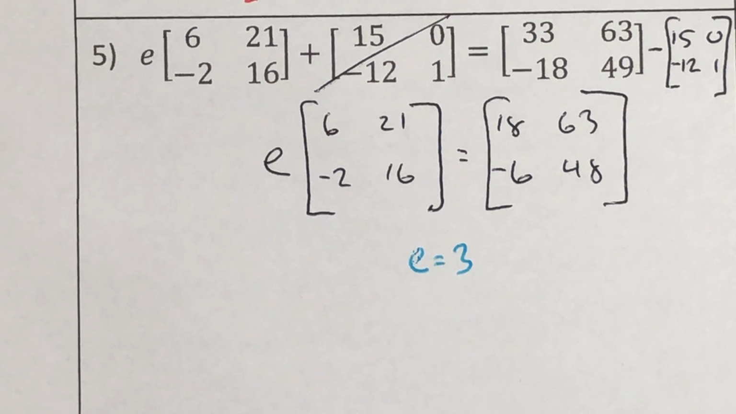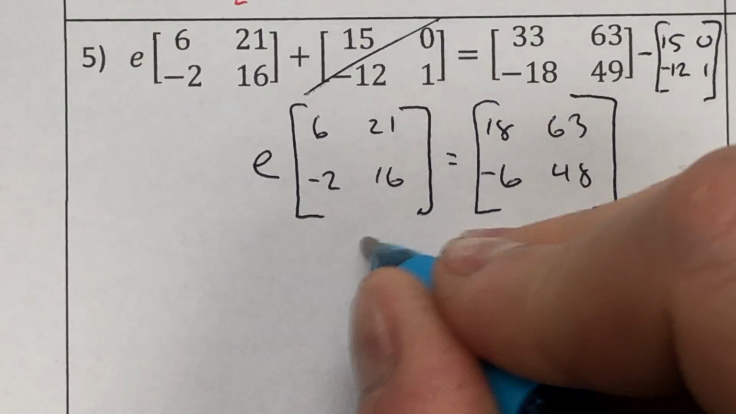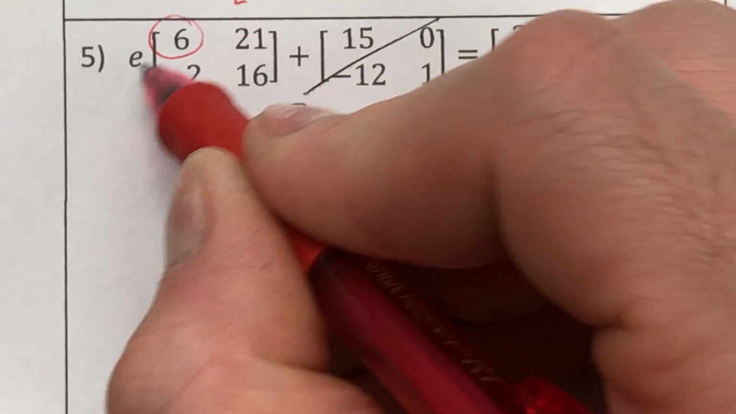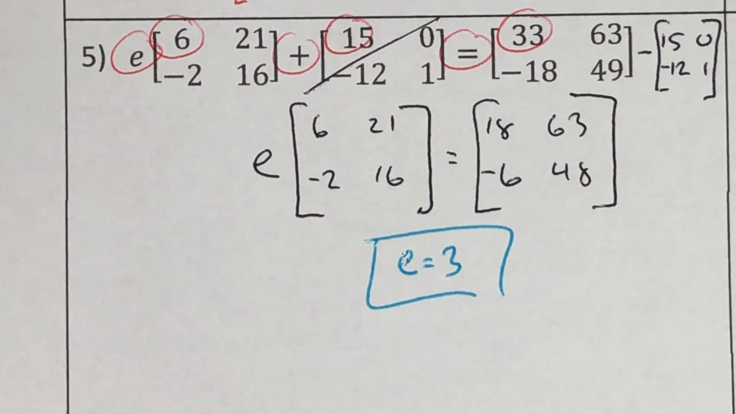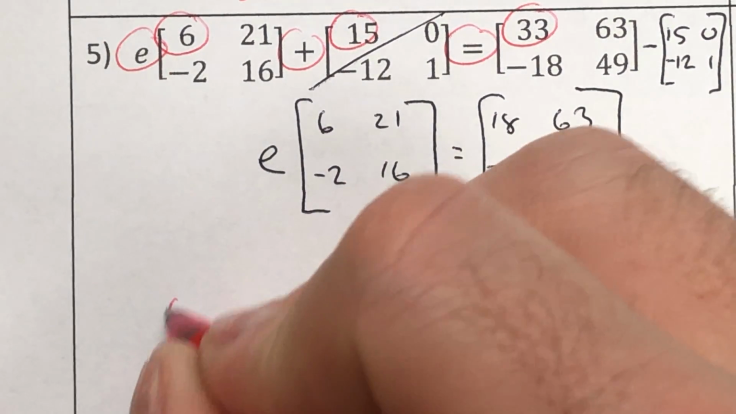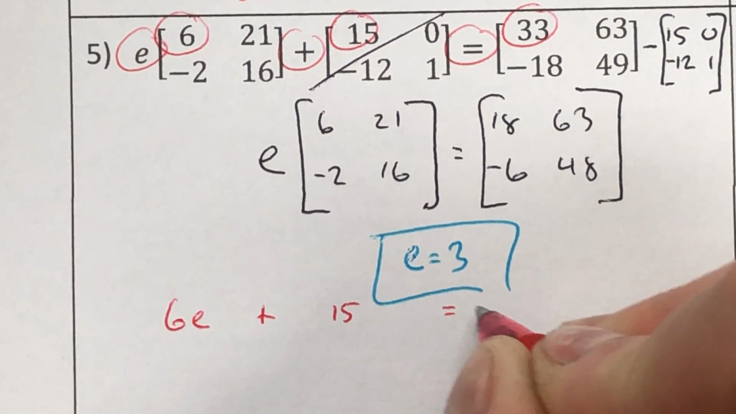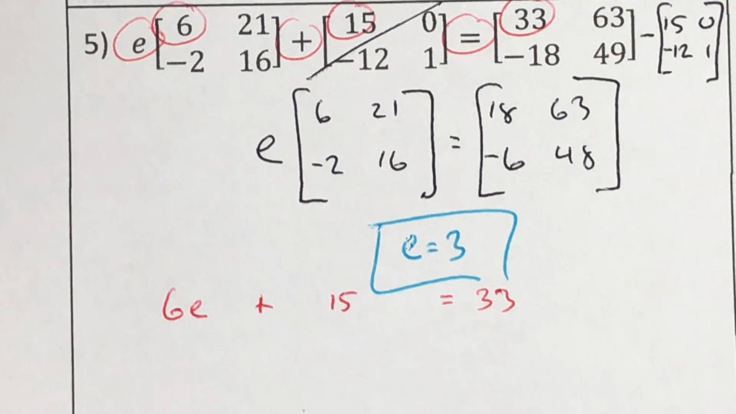Or what some of you might have realized is you can kind of create your own mini equation. What you could have done, let's box that up, is I could have said, how about I just look at the top left? Say plus 15 is equal to 33. If I'm only looking at the top left of this matrix system, this is E times 6, so I could say that is 6E plus 15 is equal to 33. And I could have solved the top left and gotten that.